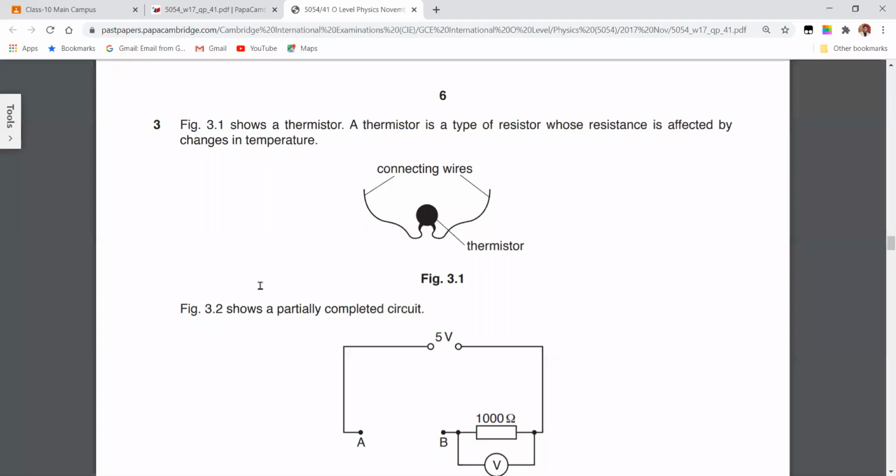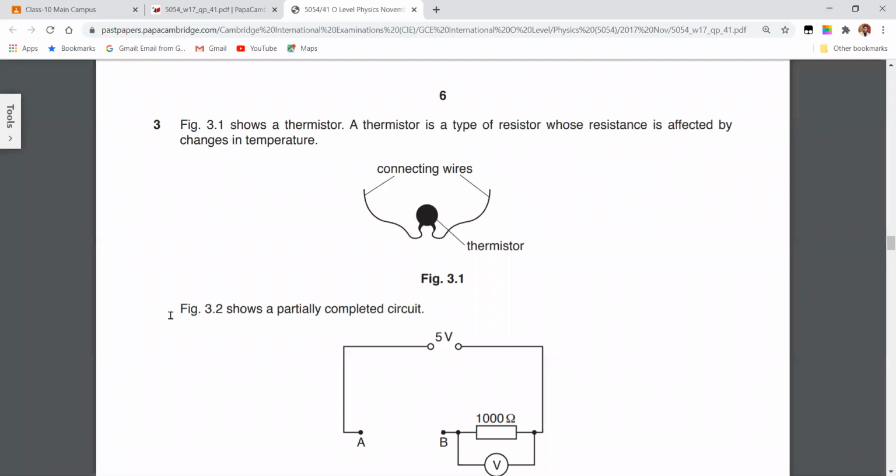Okay, thank you. Now, Adnan, read. And after reading, you will tell me how a thermistor works. Please read.